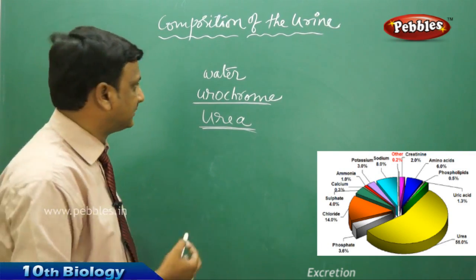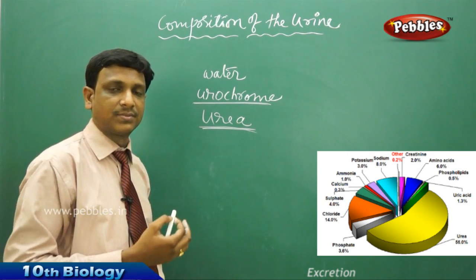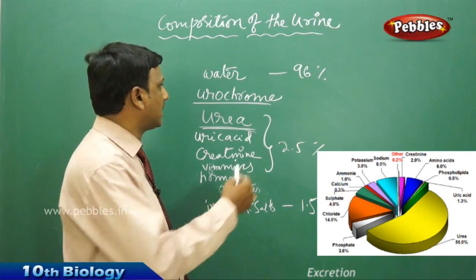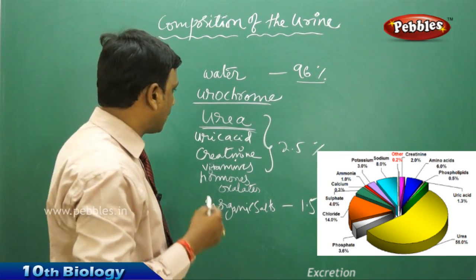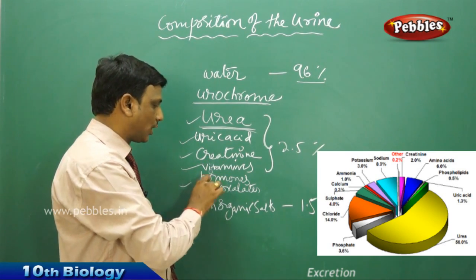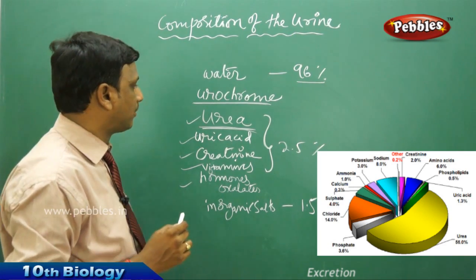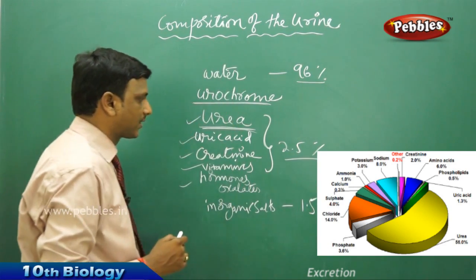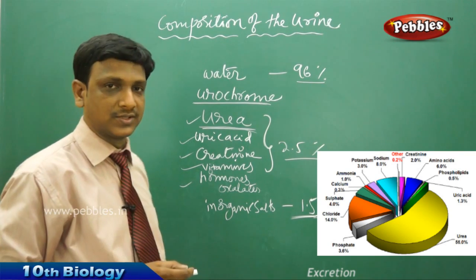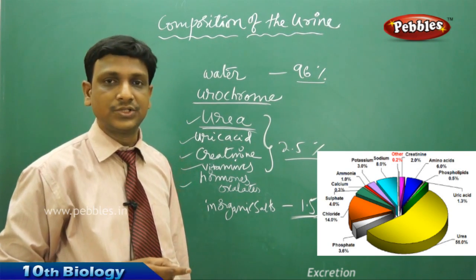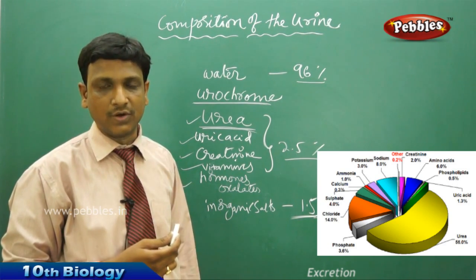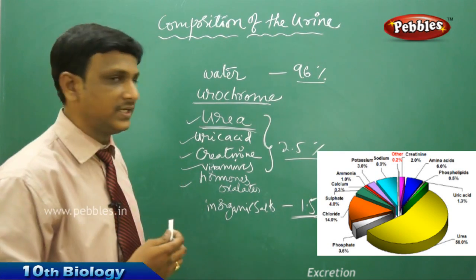Now let us see the percentages of the other components, minerals and salts present in urine. Water is 96%. Organic compounds like urea, uric acid, creatinine, water-soluble vitamins, hormones and oxalates constitute 2.5% of the urine. The remaining 1.5% is inorganic salts like calcium, iodine, chloride, sodium, potassium and magnesium. These ionic, inorganic salts are found in urine. So this is the composition of urine.